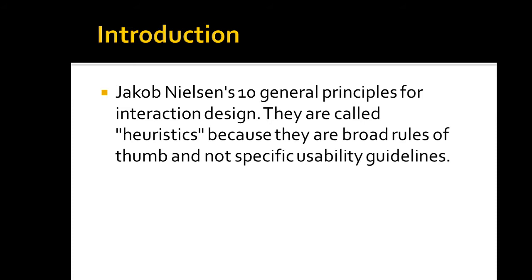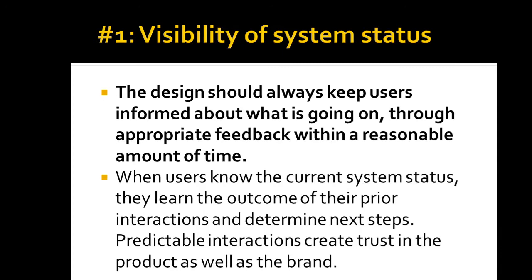They are called heuristics because they are broad rules of thumb and not specific usability guidelines. So here are the 10 general principles or heuristics by Nielsen. Number 1, visibility of system status.